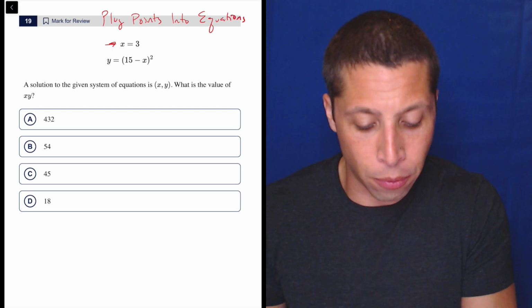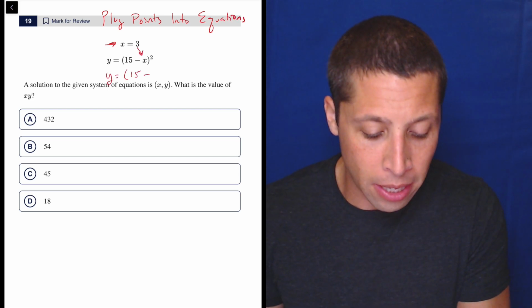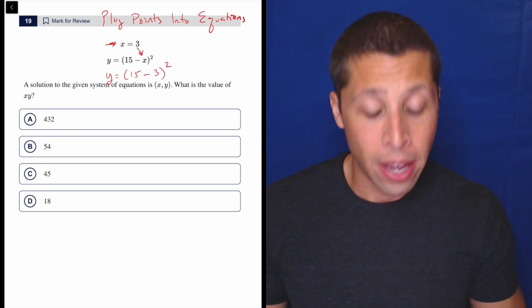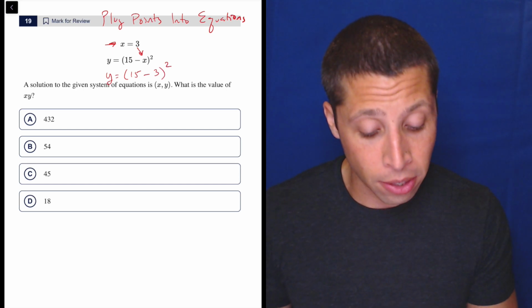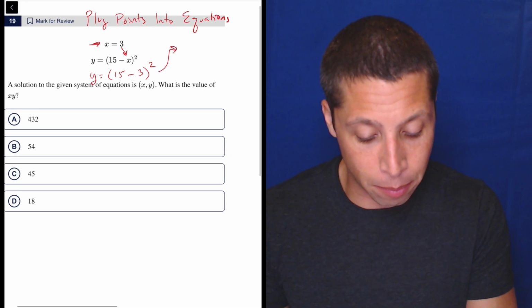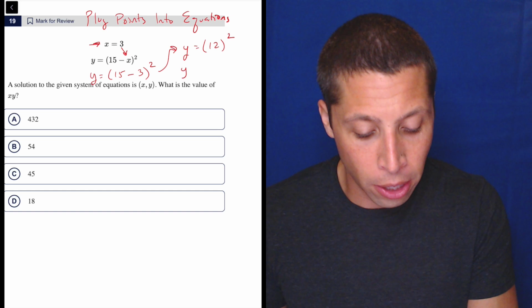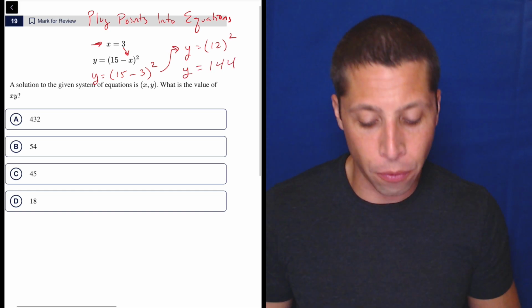So in order to find the value of y, that 3 goes in for x. So we have y is equal to 15 minus 3 squared. Now, you should know how to solve this. We would need to subtract the 3 first, do what's in parentheses first. So that's going to be 15 minus 3. y is equal to 12 squared. So y is equal to 144.